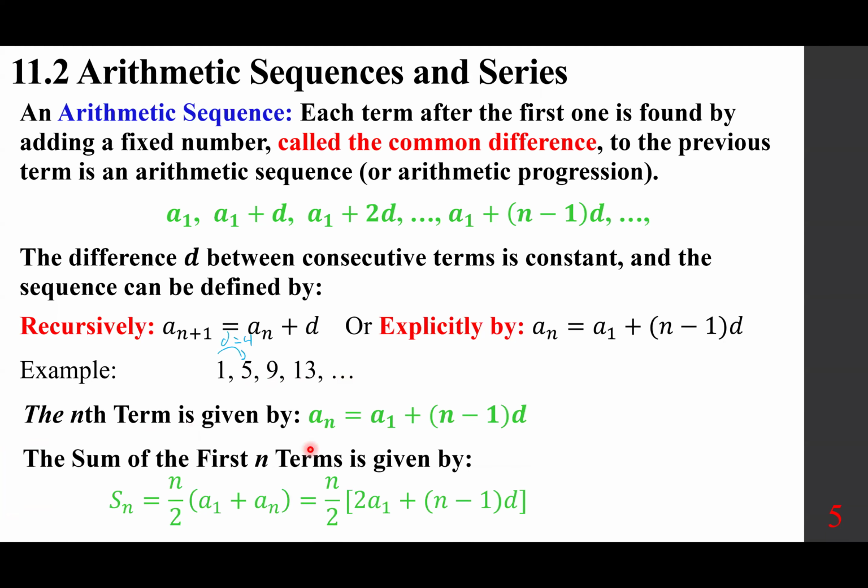The nth term is given by a sub n equals a sub 1 plus n minus 1 times d. The sum of the first n terms is given by S sub n equals n over 2 times a sub 1 plus a sub n, or n over 2 times, if you replace a sub n with this one, 2 a sub 1 plus n minus 1 times d.